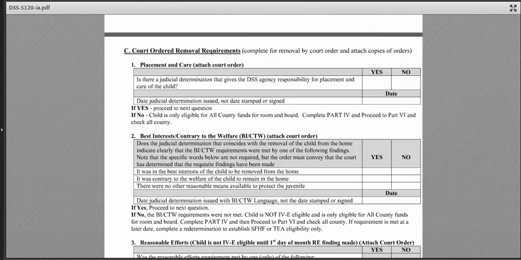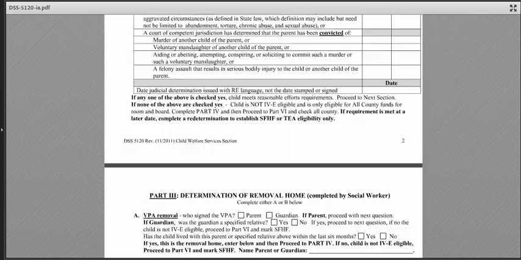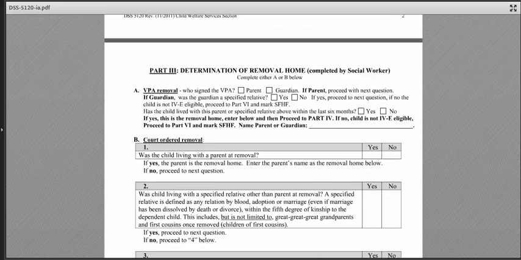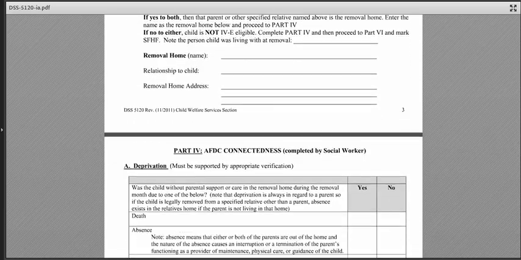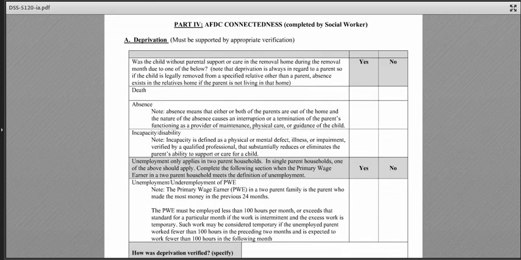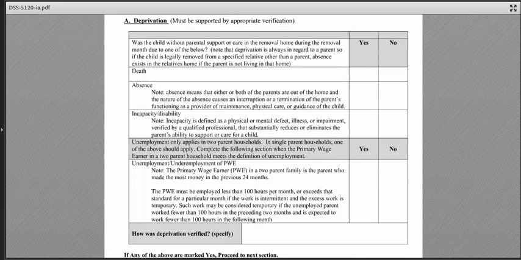As you scroll through the 5120, you're going to go through the sections that focus on AFDC connectedness. That's where we're going to look at the budget. Did the family meet the poverty levels that were required by the federal government for AFDC connectedness? It is important to take a moment just to remember that these poverty levels are the poverty levels from 1996 and have not been indexed for inflation, which means that if we say these families are meeting the poverty level, we're not even talking about the poverty level today in 2020 when this was recorded, but we're talking about a poverty level from almost 24 years ago.